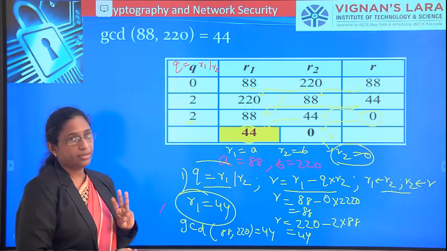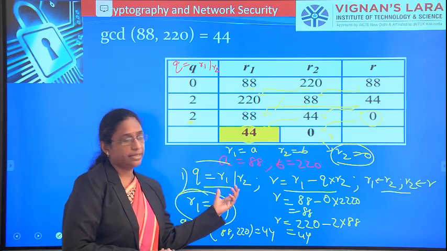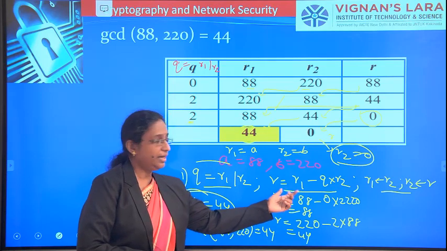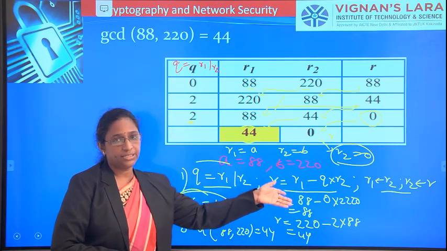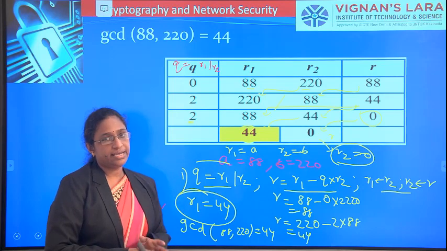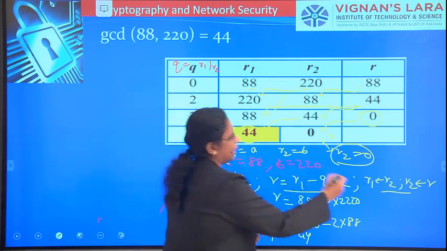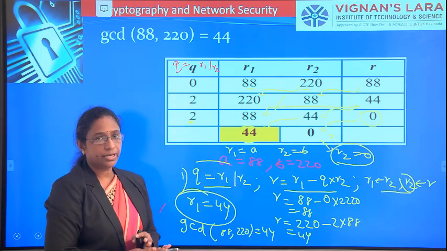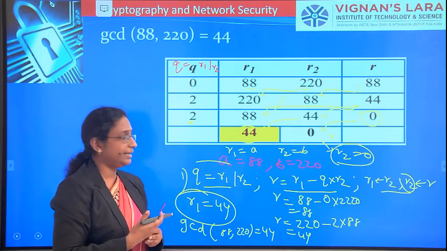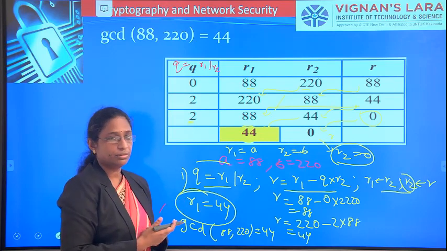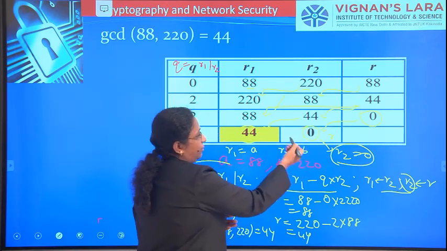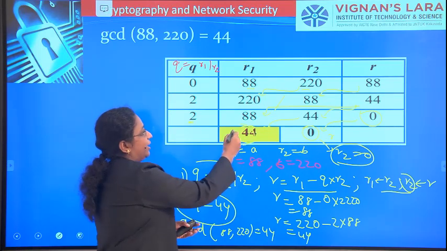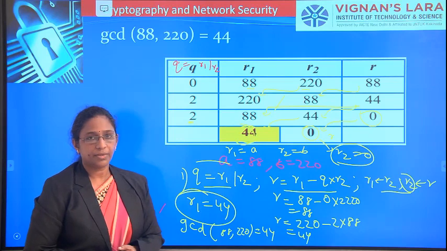The three important steps are: first you calculate the quotient, then by using the formula you calculate the R, and third you initialize the values, and then you check the R2 value. The loop will keep running while R2 is greater than 0. When your R2 becomes 0, it means you have come to the result, and your R1 value will be the result. Okay, thank you.